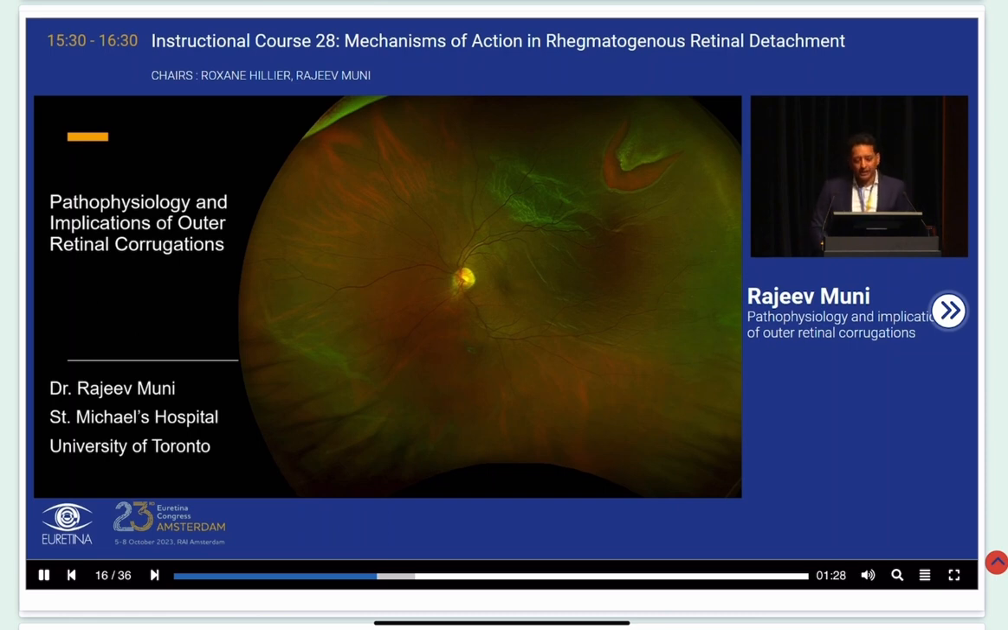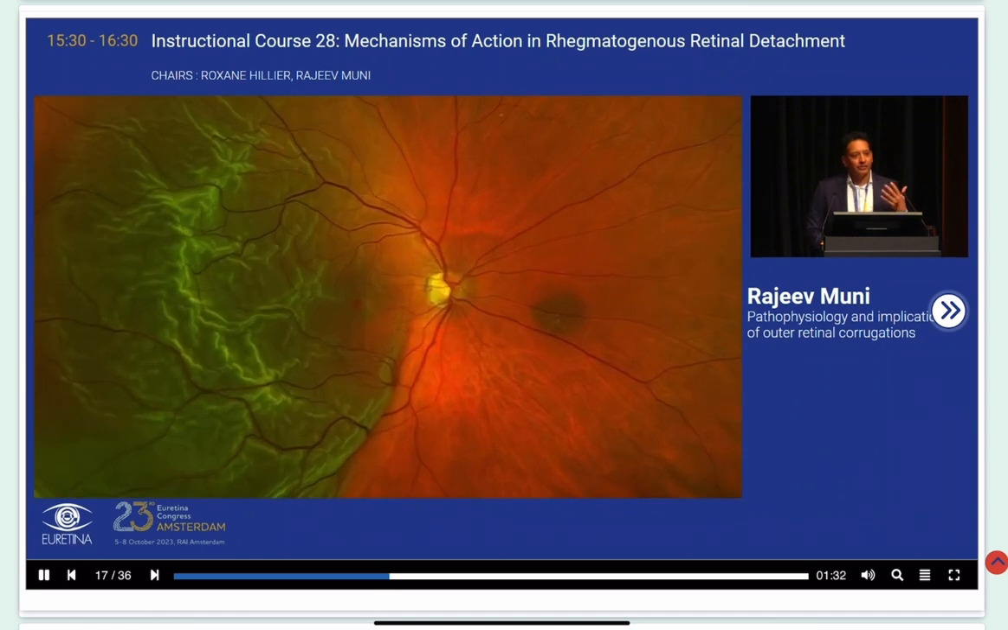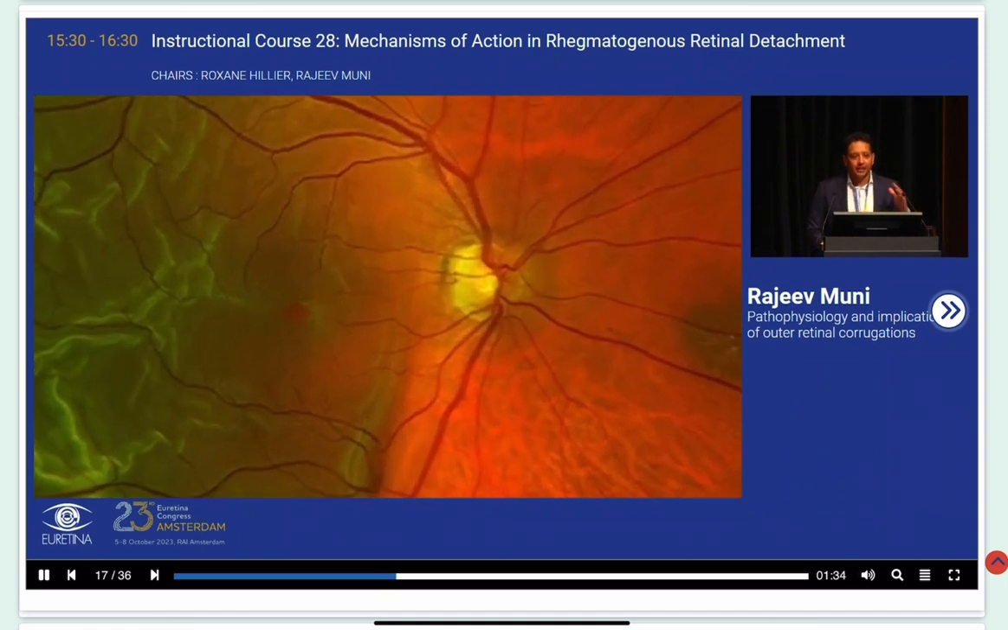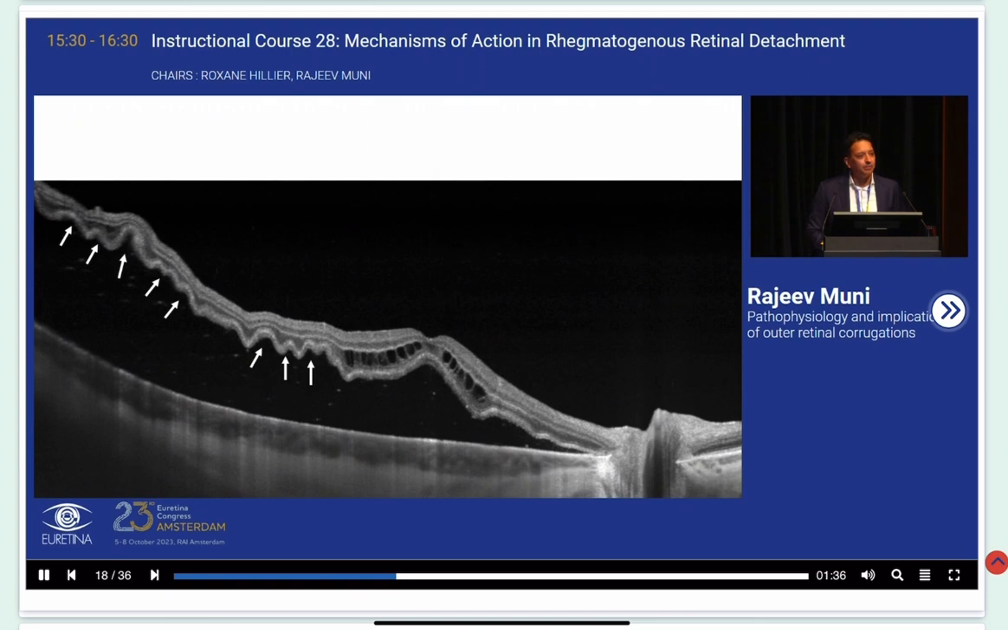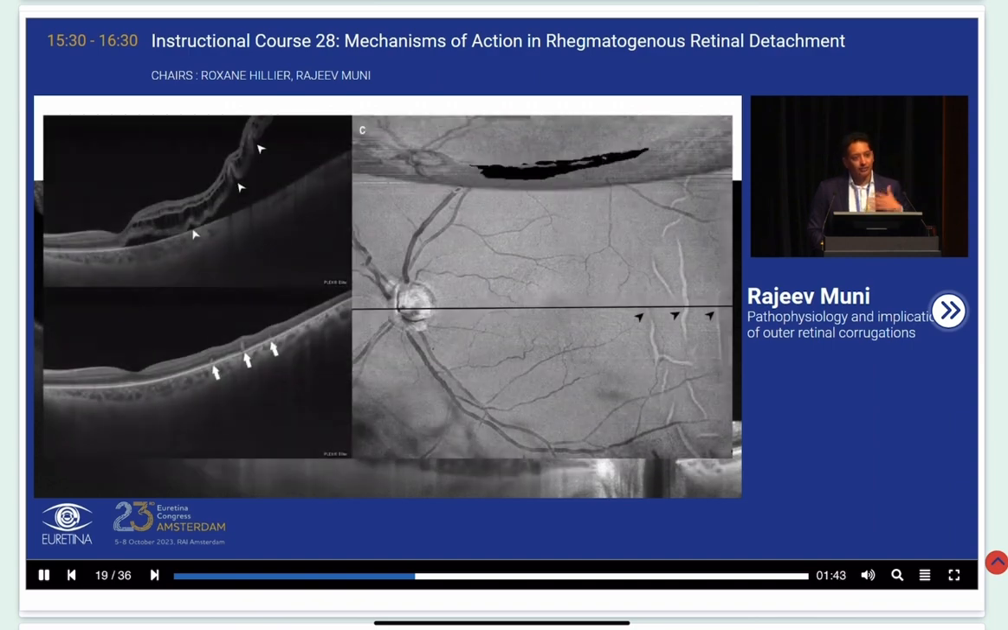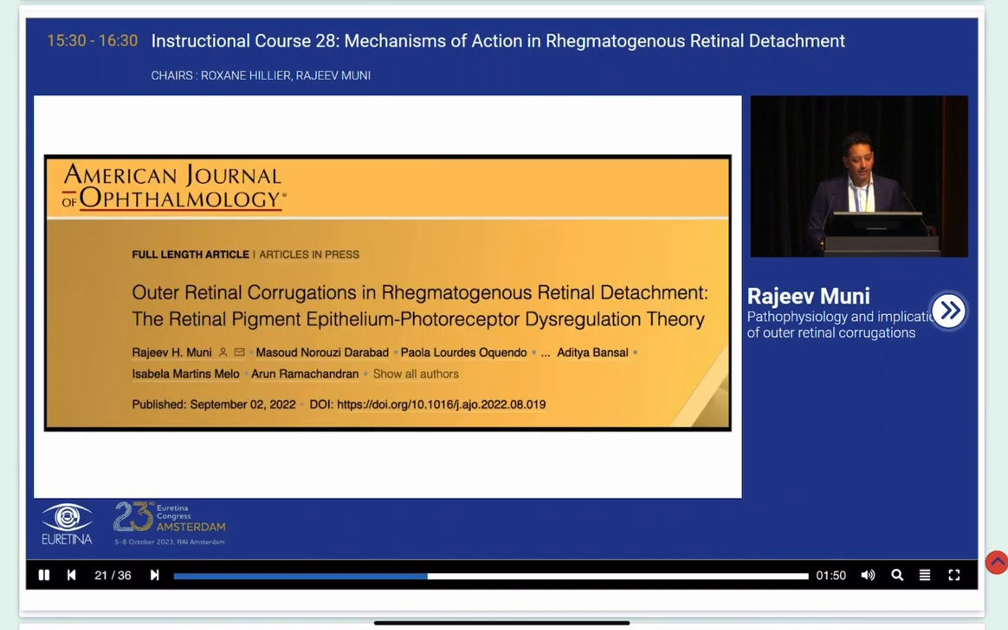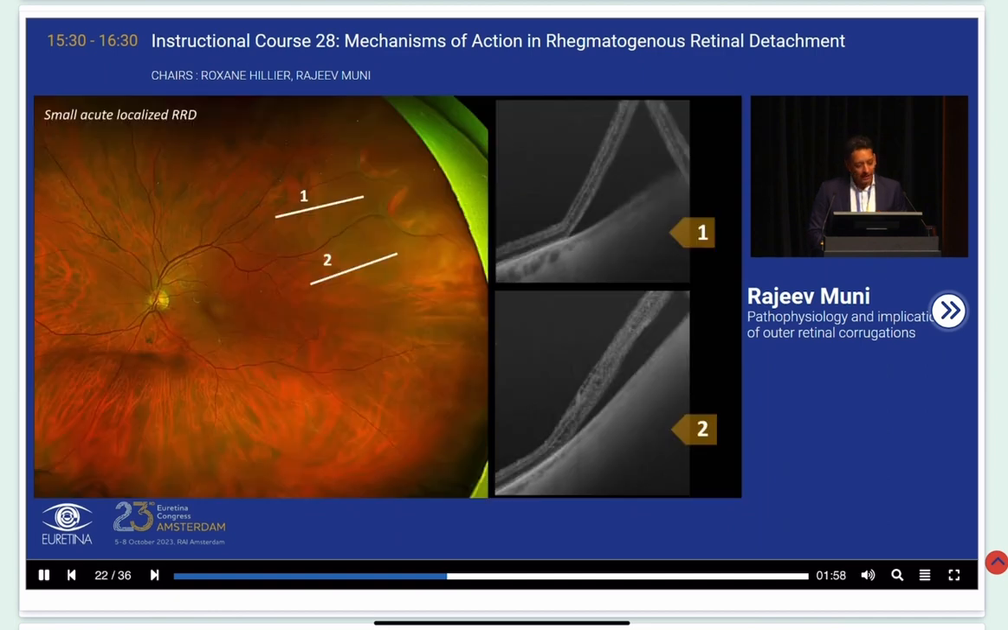So I'm going to start by discussing the importance of outer retinal corrugations. When you look at the retina with imaging, you can see these undulations in the outer retina that are deep, and we can confirm this with swept source OCT and see these beautiful corrugations in the outer retina. These are related to subsequent outer retinal folds, and we're going to talk about this in a lot of detail today, so I'm not going to go into it a lot. But what we're going to talk about is the pathophysiology. If you understand corrugations, you're going to understand so much more about retinal detachment and its repair.